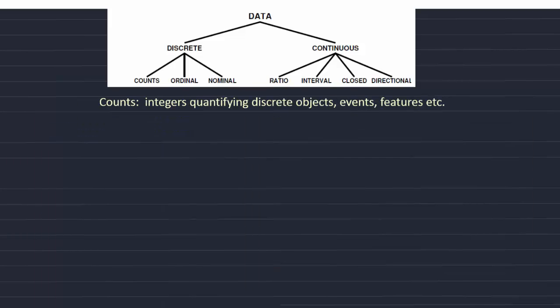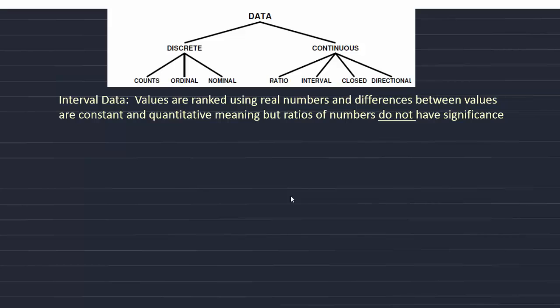And then the last type of discrete data, which is the most quantitative, so to speak, is integer data, or I should say counts, and those are made up of integer quantities. Again, this would be a count of discrete objects, events, or other features that you're looking at. Okay, so we've covered discrete data. Now we'll move on to different types of continuous data.